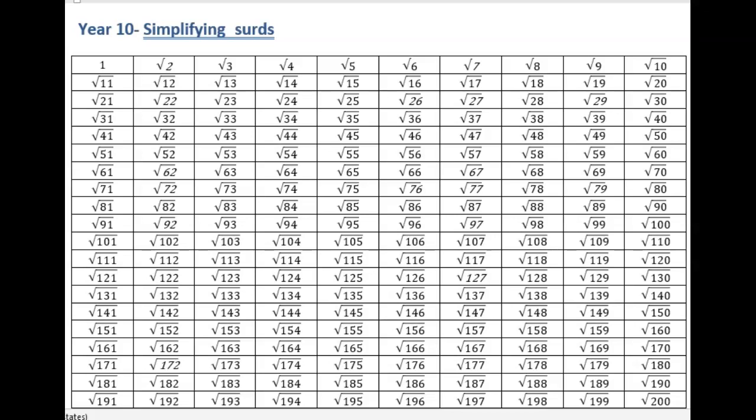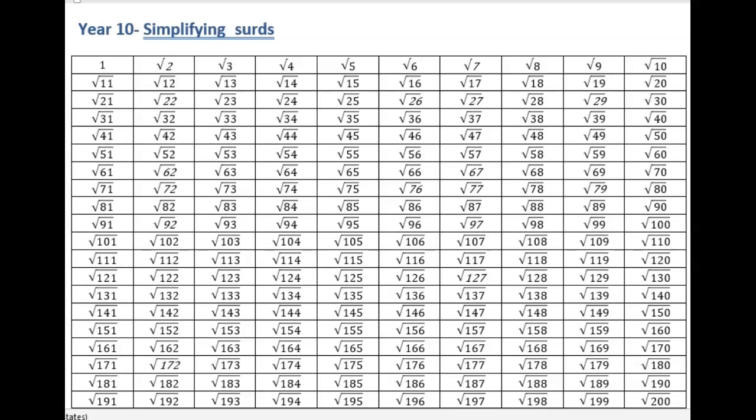So we did something similar in our lesson on Thursday, sorry, and I got you to write them. But you can print this out again if you like. We only went up to 100, but this sheet goes up to 200.